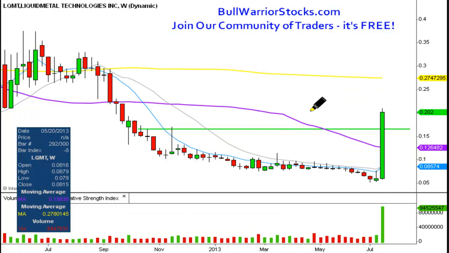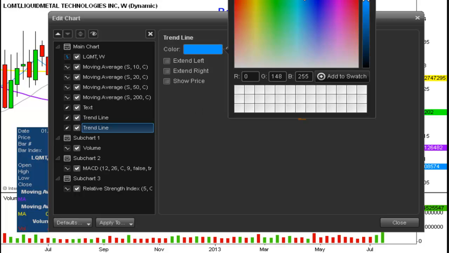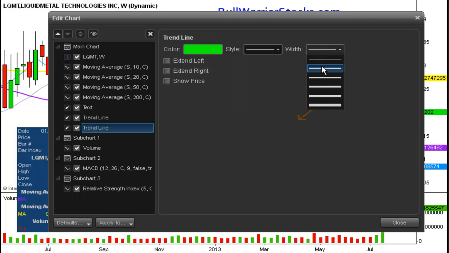The other level of support is going to be the 50-week simple moving average, that purple line. That is valued at 0.126, so 0.126, another area of support. And then the final area of support that I'll mention is going to be right down here. And for simplicity's sake, we'll just call that right around 10 cents. So 10 cents will be another area of support.